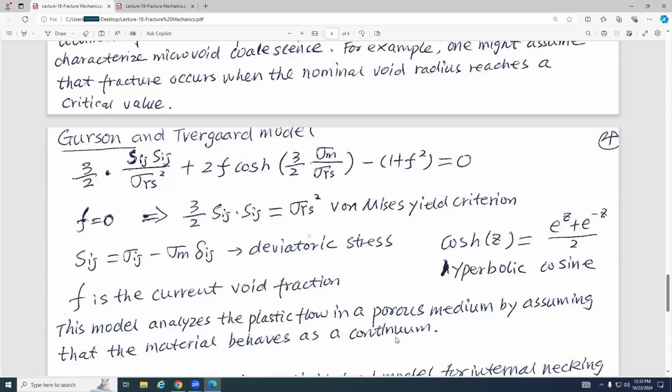So plus f, the current void fraction. You know the void fraction, right? So we have a matrix and we have a certain number of voids, right? What is the volume of the voids over the matrix? That is called the void fraction.